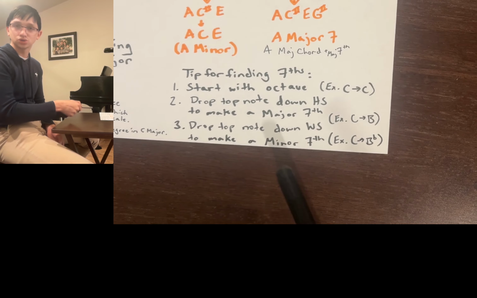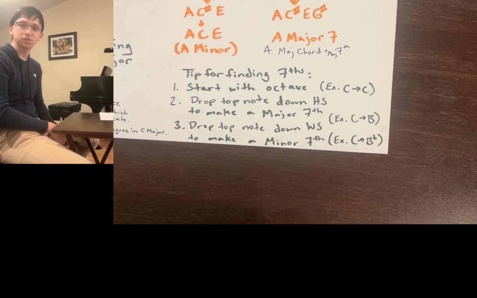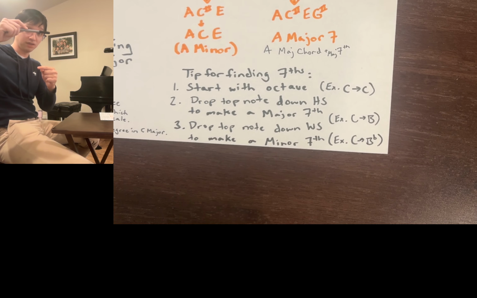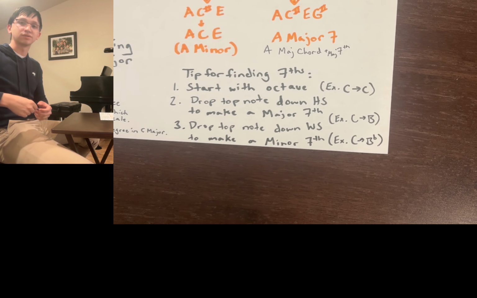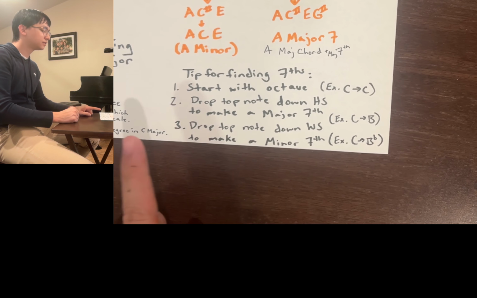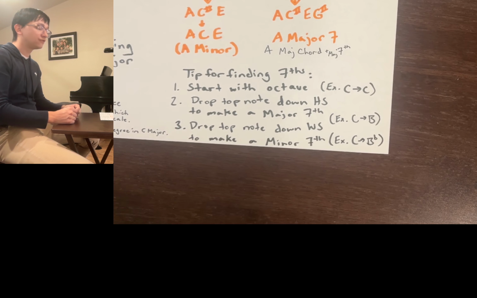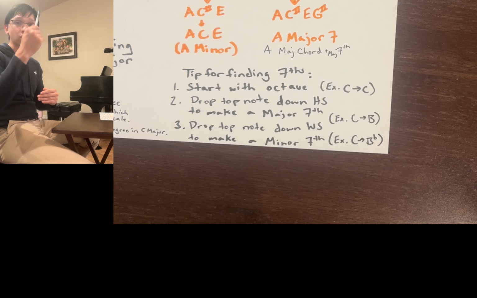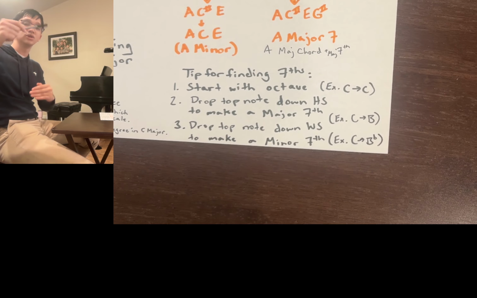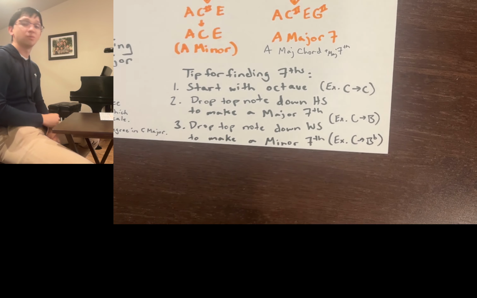Then all you do is you drop down the top note by a half step. So in this case, C going down a half step would take us to B. And so all of a sudden, C to B, that distance is a major 7th. Okay, that is a major 7th. Then third thing, if you dropped that top note down a whole step from the octave, so starting from that octave you drop down a whole step to a B flat, that's what gives you a minor seventh, which is kind of interesting.